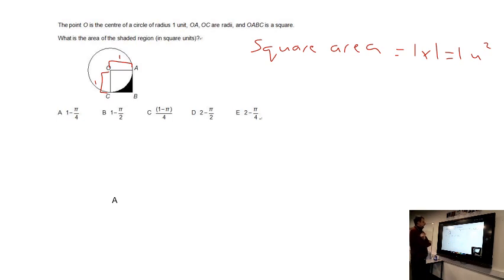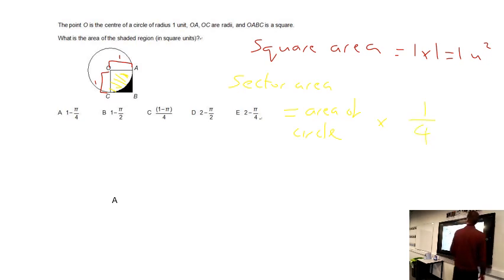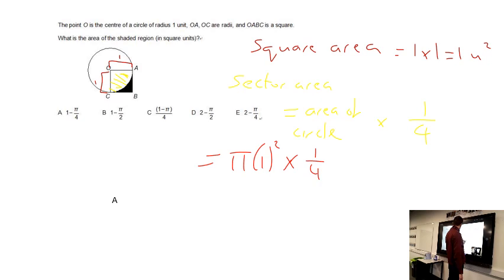Okay, so next we want to work out the sector. So the sector area is equal to the area of the circle times a quarter. The area of the circle is equal to pi. What's the radius? The radius is 1, squared, times a quarter. That's going to be pi over 4.